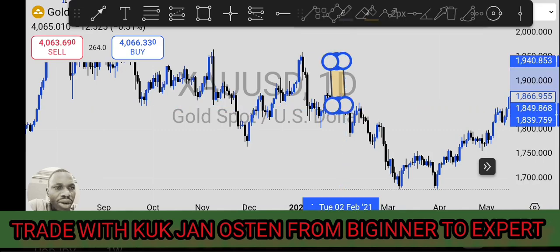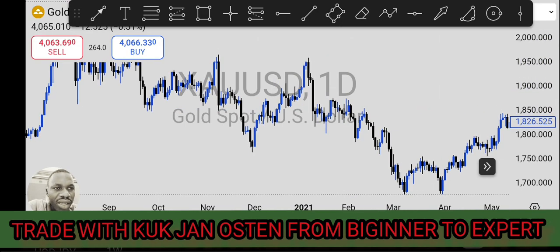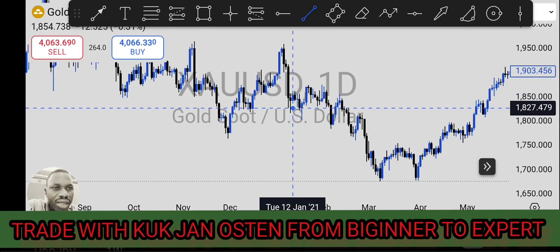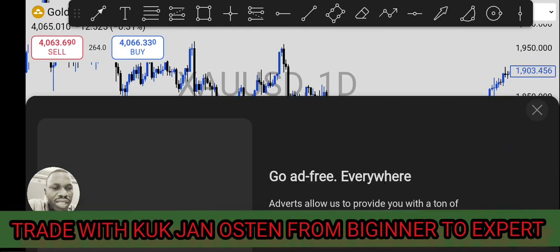So a body candle should be closing above that point. So we are going to first identify our overall trend. Our overall trend is the downtrend. In this case, as you can see, we have a downtrend.